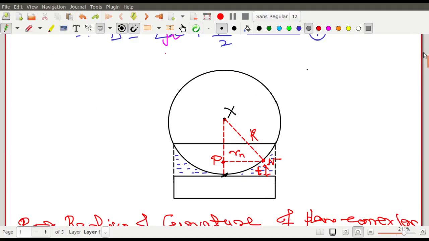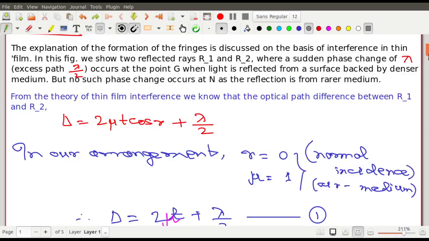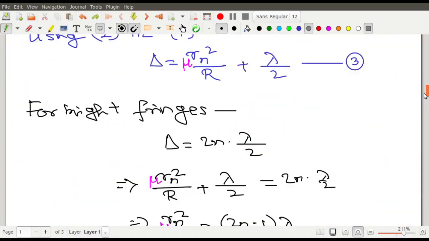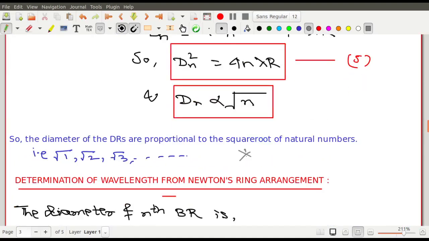So in the Newton's ring also, in the reflected system, you must understand that the central fringe is dark in the reflected system. That is what you also should understand. So this also has to be written here, bright ring, dark ring, so I write it somewhere. So the central fringe is dark.